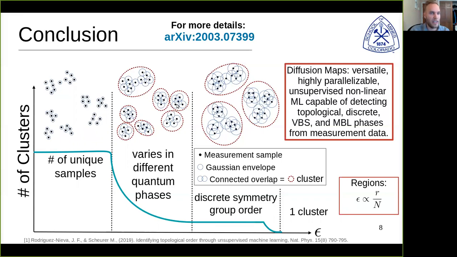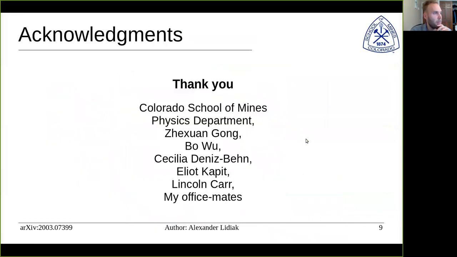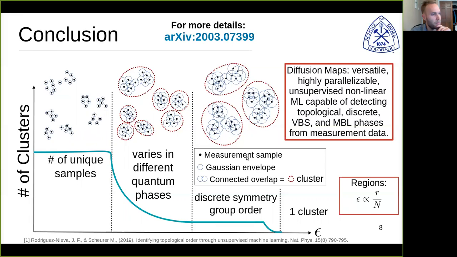So in conclusion, the diffusion map method is a very versatile and highly parallelizable nonlinear machine learning technique that can automatically determine or indicate topological, discrete, valence bond state, and many-body localized phases just from measurement data, which is very useful. So please check out our paper here.